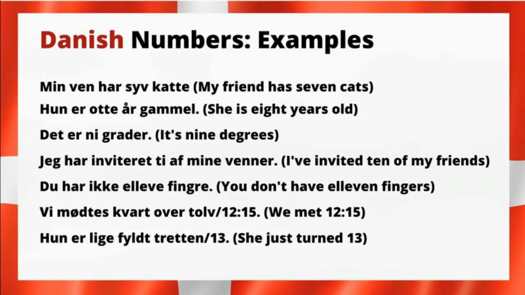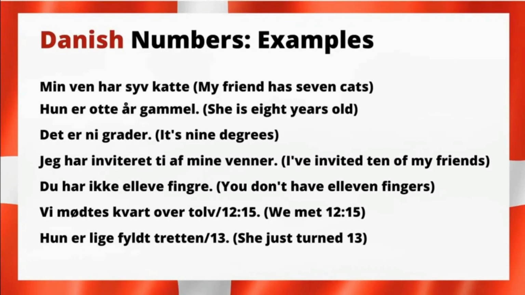Alright, more examples. Min ven har 7 katte. My friend has 7 cats. Alright. Hun er 8 år gammel. She is 8 years old. Okay. Det er 9 grader. It's 9 degrees. Jeg har inviteret 10 af mine venner. I've invited 10 of my friends. Alright, nice.